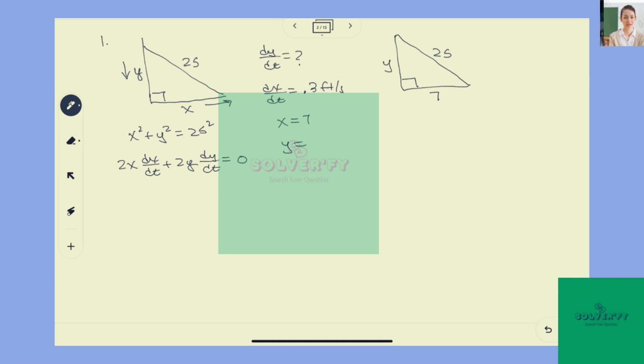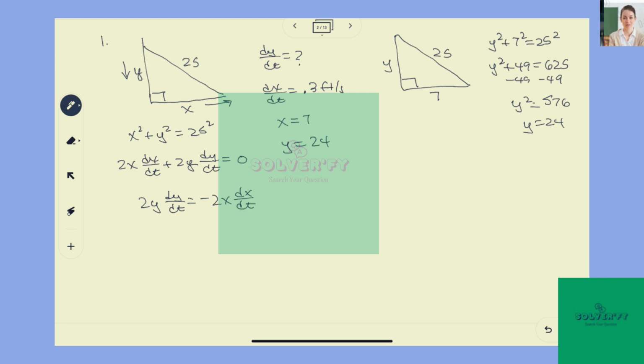So y squared plus 7 squared is 25 squared. So I'm going to get y squared equals 625 minus 49 is 576. Square root of that is 24. So y is 24. Okay, since I want to find dy/dt, I'm going to rewrite my equation. So 2y dy/dt equals negative 2x dx/dt. I'm going to divide both sides by 2y. So dy/dt is going to equal negative x dx/dt over y.